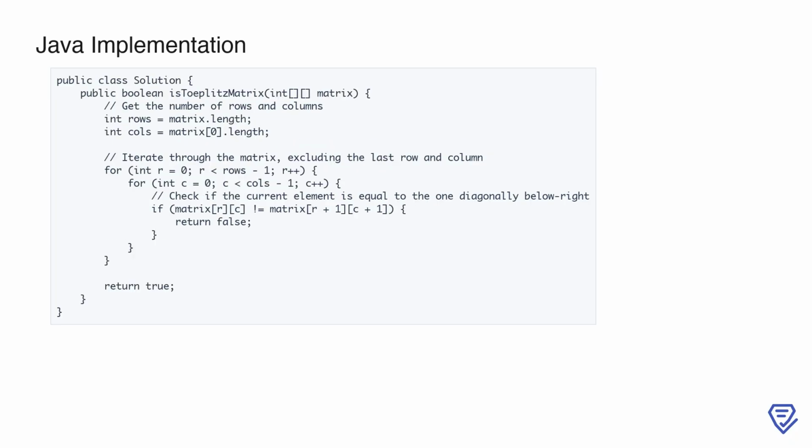This is the Java implementation for LeetCode problem number 766, Toeplitz Matrix. The logic mirrors the Python solution, where we iterate through the matrix, excluding the last row and column, and check if each element is equal to the one diagonally below it. Key differences in Java include explicit type declarations for variables and arrays, as well as the use of standard Java array syntax. The solution ensures clarity and correctness while adhering to Java conventions.